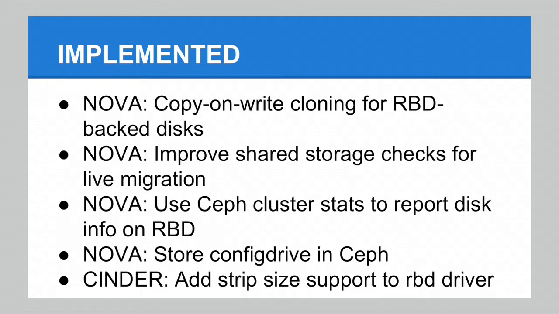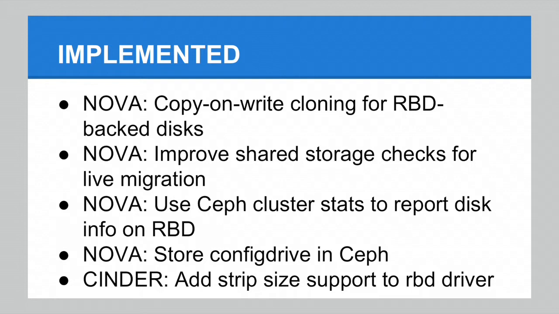On the Cinder side, really tiny. We added stripe size support, stripe, not strip, size, for the RBD driver. It's basically when you create a new RBD volume or image, whatever you want to call it, you can define a different stripe size. By default, it's 4 meg, but you can go to 8 or more, and that should probably improve some of your workloads if you use a bigger stripe size.